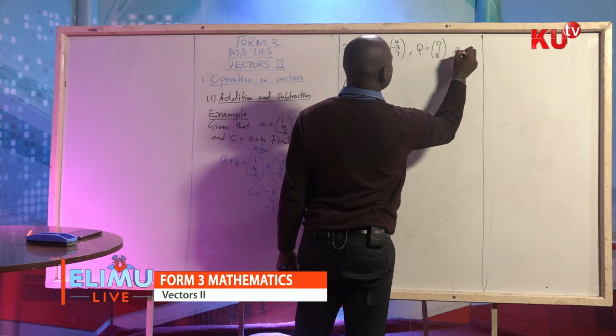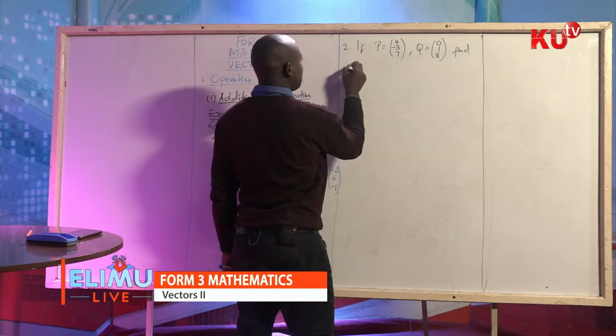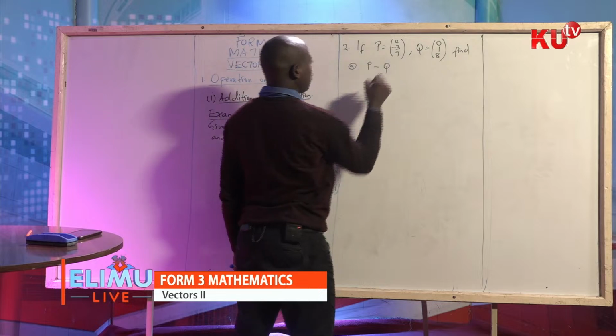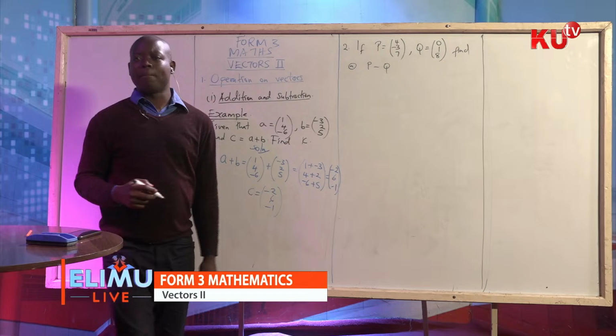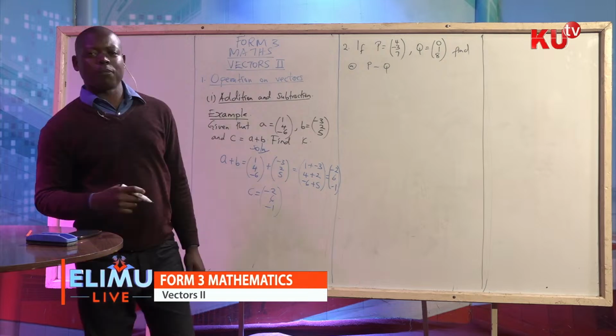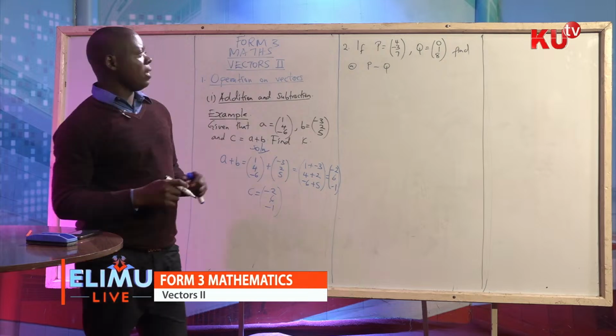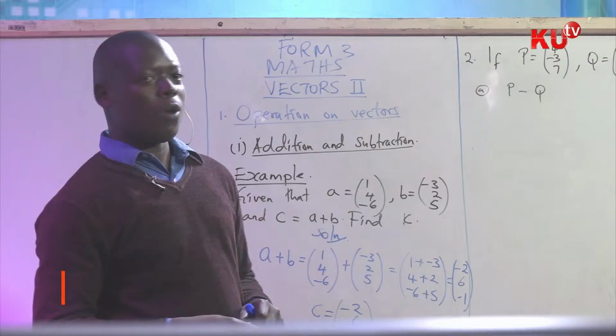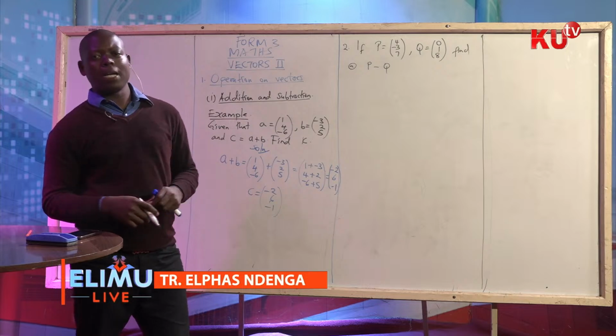Find A. Let's have P minus Q. That P is 4, negative 3, 7. Q is 0, 1, 8. Students, what is P minus Q?